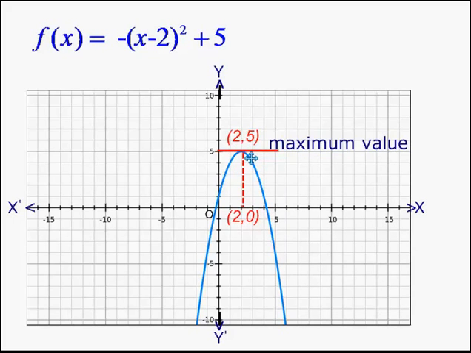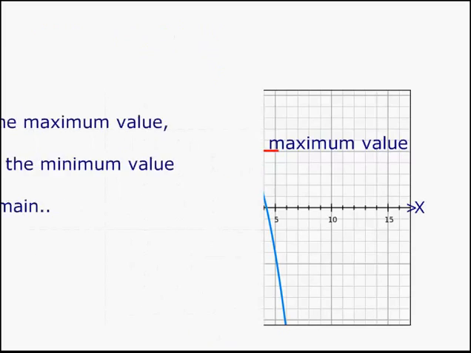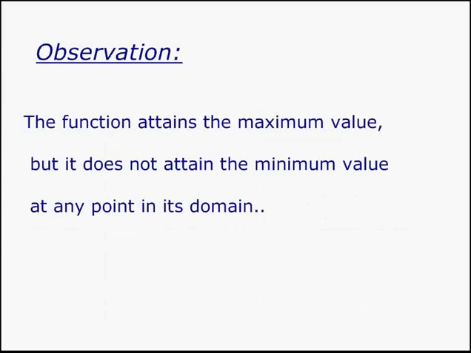And how about the minimum value for the function? f of x can be made as small as we please. So, the values of f of x are decreasing rapidly. That is why it does not attain a minimum value. Therefore, we have an observation here. The function attains the maximum value, but it does not attain the minimum value at any point in its domain.